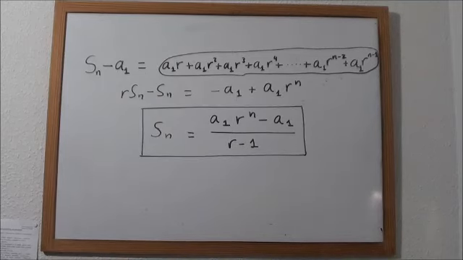The sum of the n terms in a geometric progression equals the first term times the ratio to the nth power minus the first term, all divided by r minus 1, the ratio minus 1.